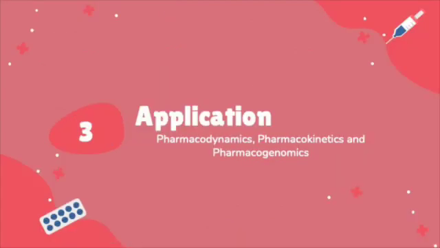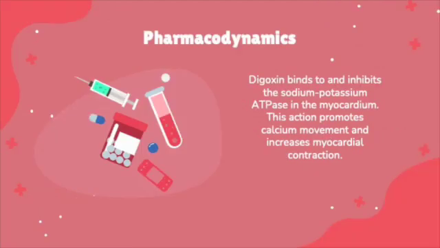Hello, my name is Ariana, and we're going to apply what we know about digoxin. We're going to apply the pharmacodynamics, the pharmacokinetics, and the pharmacogenomics. Pharmacodynamics is the effect of drugs and the mechanism of action. Digoxin will bind to the sodium-potassium ATPase in the myocardium. The sodium-potassium ATPase maintains a higher concentration of sodium extracellularly and has a high level of potassium intracellularly. By inhibiting the sodium-potassium ATPase, it increases the intracellular calcium to bind to the heart cells, increasing the contractility of the heart.